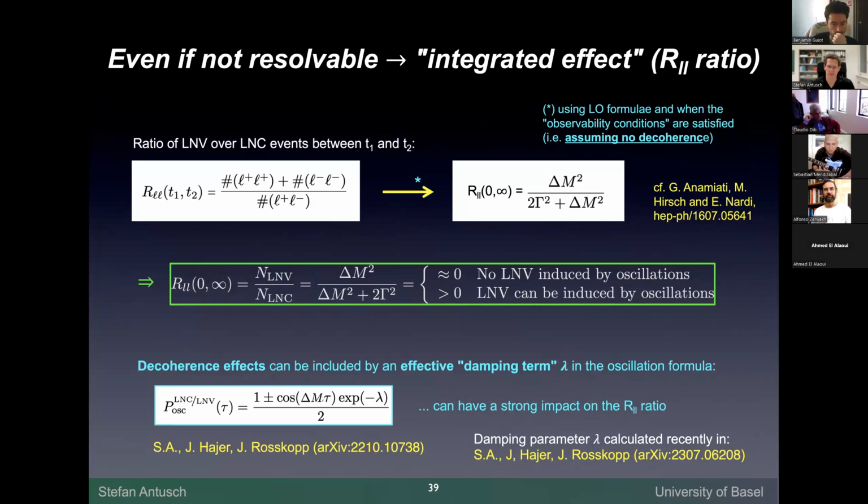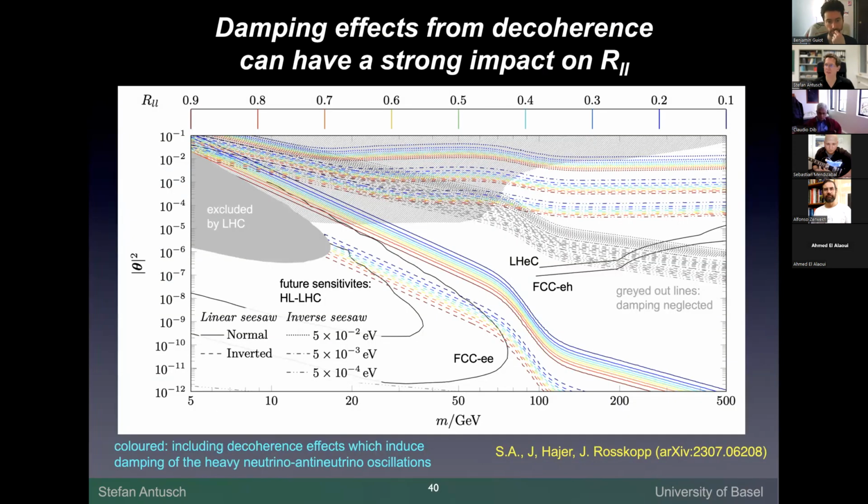It depends on the mass splitting. It depends on the theta, and one can now study what it would do for this RLL parameter. This is illustrated in this plot here. First of all, here in gray, you see the region excluded by the LHC. So this is the bound that I've just shown you.